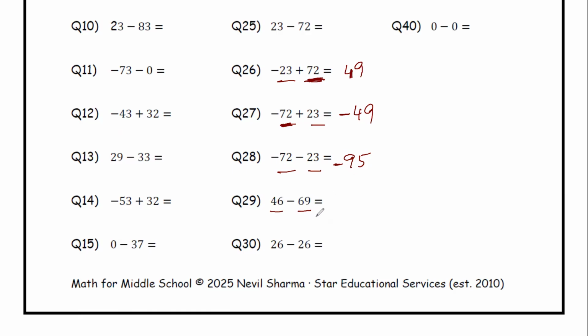46 and 69, we'll take the difference. The difference is 23. And 23 will be negative because the bigger number 69 has a negative sign. This is 0. Both are the same magnitude, but one is positive, one is negative, therefore it becomes 0.